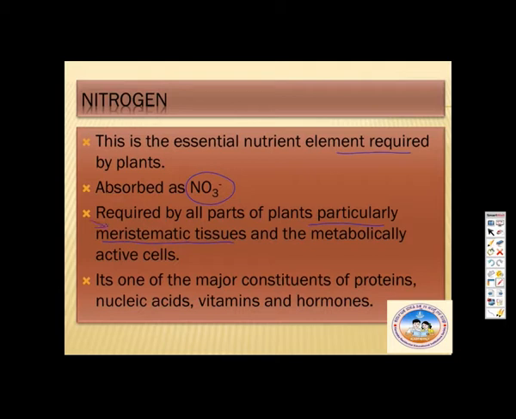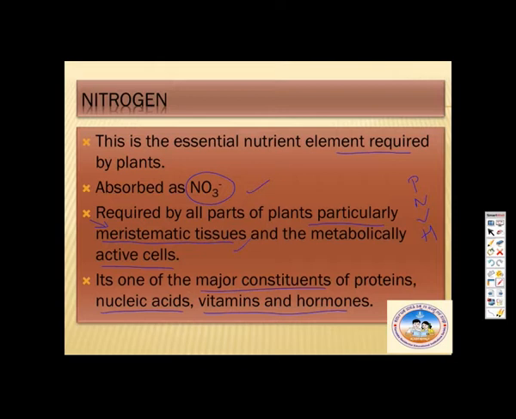Now, it's one of the major constituents of what and what? Proteins, nucleic acids, vitamins, and hormones. All these are major constituents where nitrogen is present. Nitrogen is present in proteins, nucleic acids, vitamins, and hormones, so in all these constituents nitrogen plays a very important role. I repeat again, it is absorbed as NO3 minus, it is required by the meristematic cells, and it is a major constituent of proteins, nucleic acids, vitamins, and hormones.